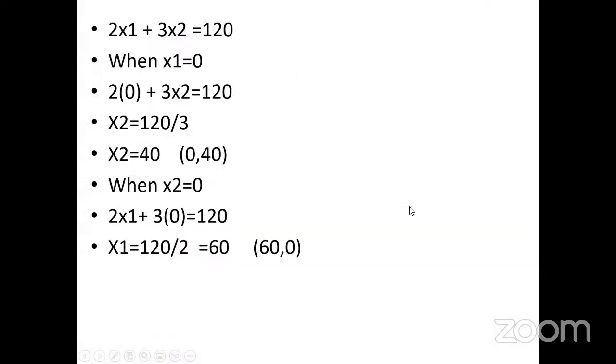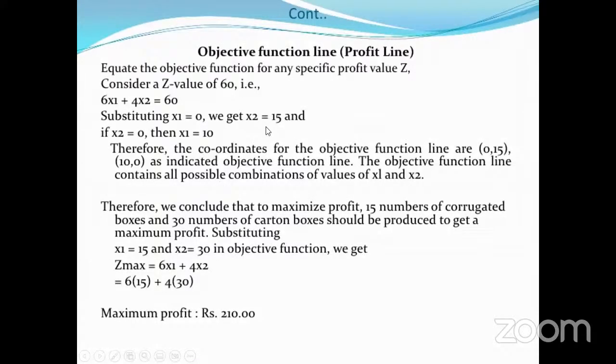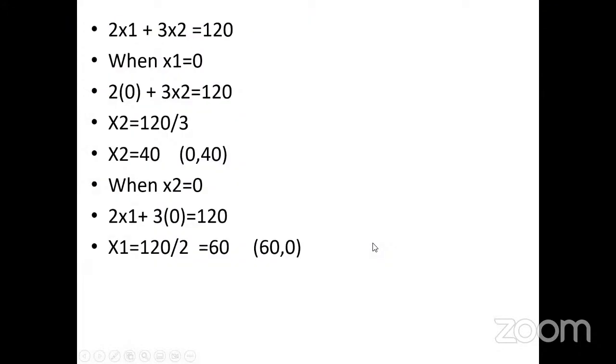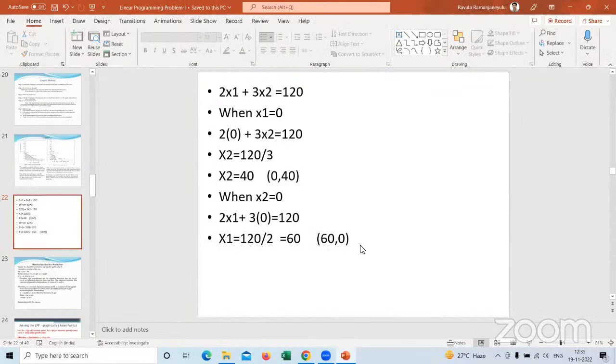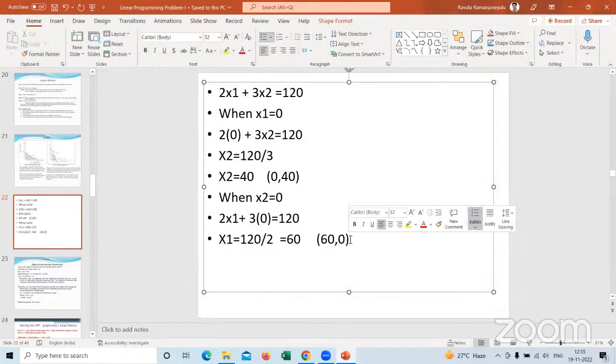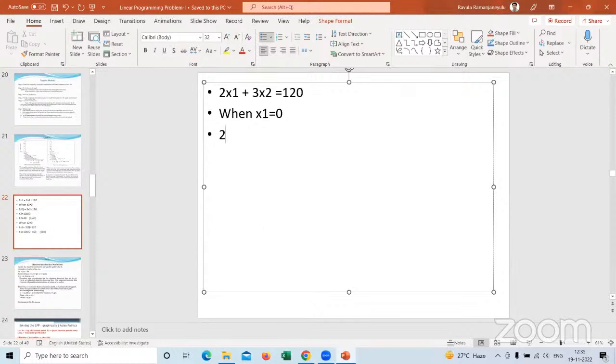So you will get the equation in this way. Otherwise, I'll explain in this one. Equating the 2 equations, most of you know, I think. x1 equals 15, x2 equals 30. Right, good. How did you get that?